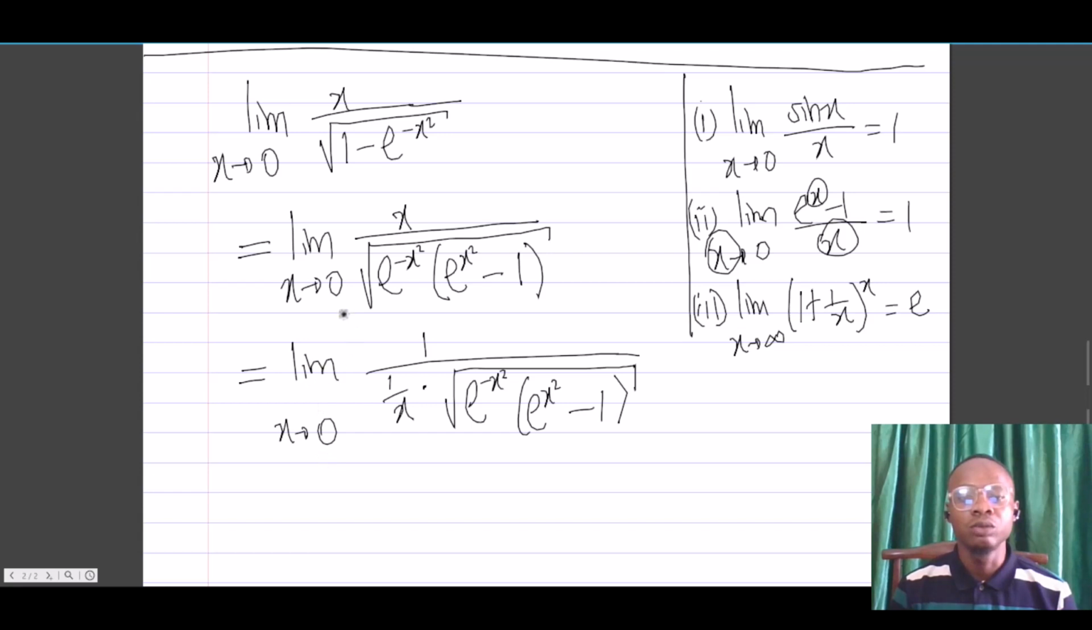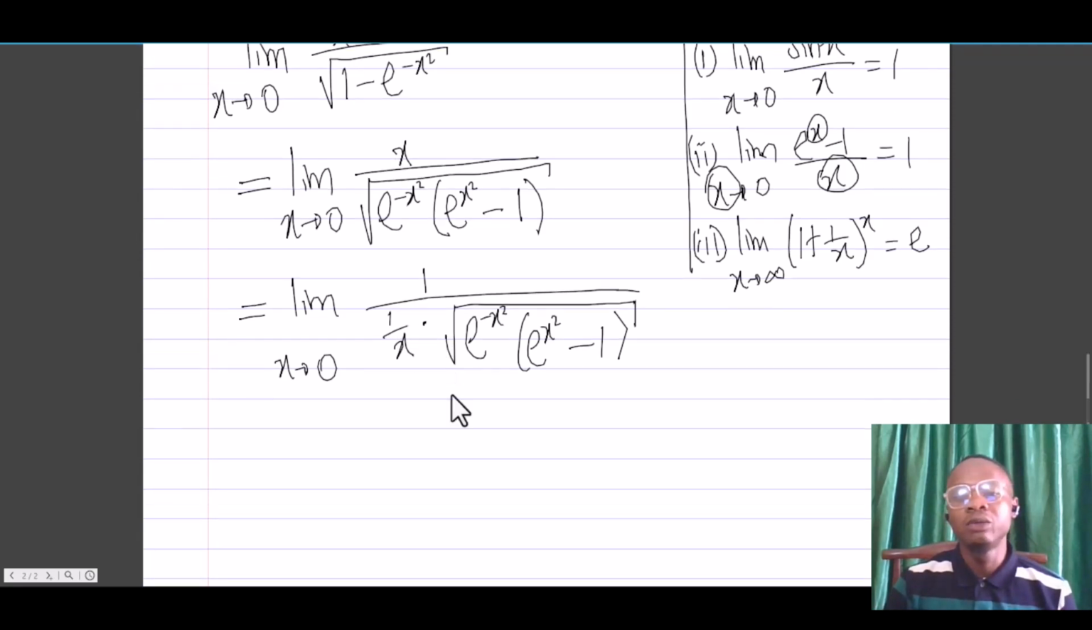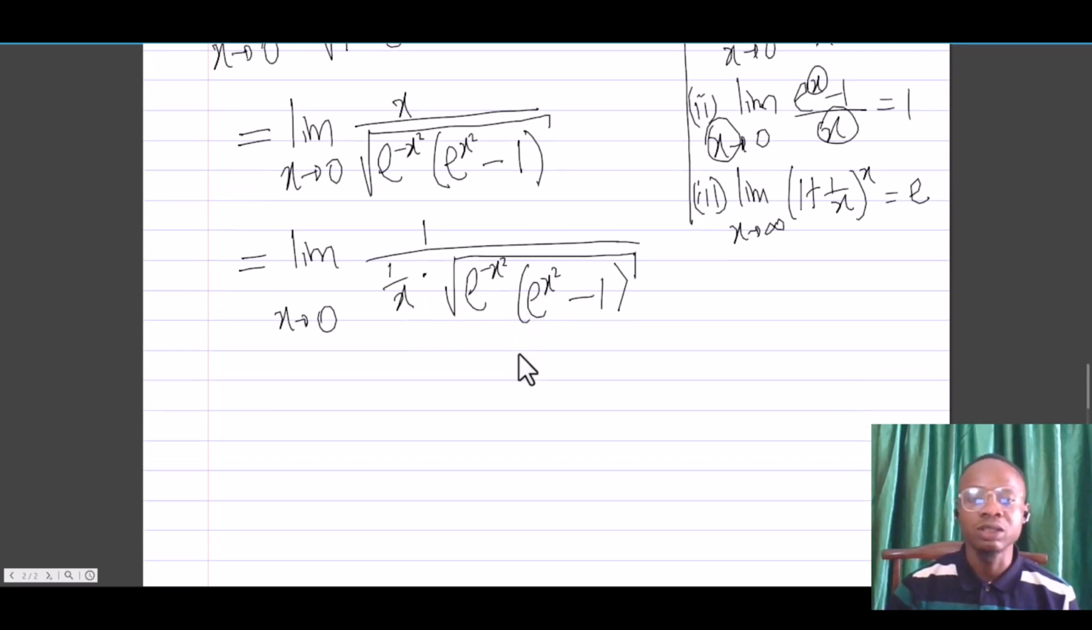So what have we done? We have brought the x in the numerator to the denominator, so it becomes 1 over x here. It doesn't change what we have initially. So we can find a way now to bring this into the square root sign.